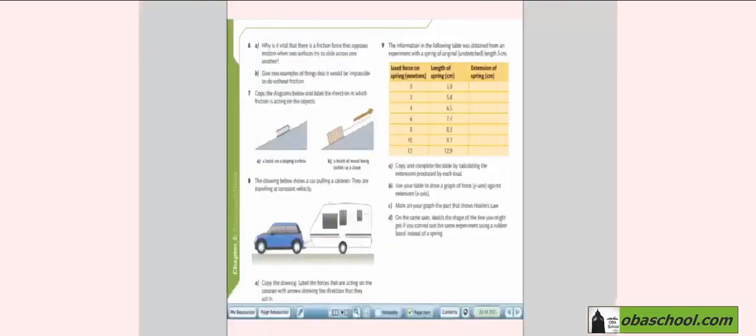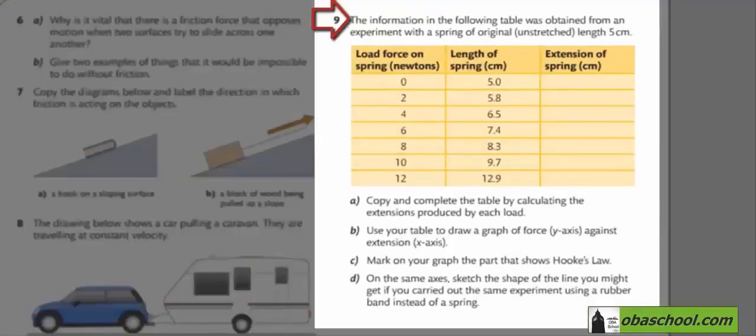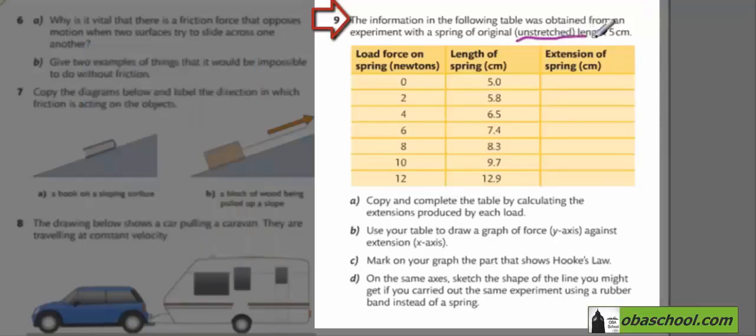In this tutorial, we're going to solve a question on Hooke's law. Question 9, page 22 in the book. The question says, the information in the following table was obtained from an experiment with a spring of original unstretched length 5 centimeters. So what we did is perform Hooke's law, and on each load we would measure the length of the spring with an original length 5 centimeters.